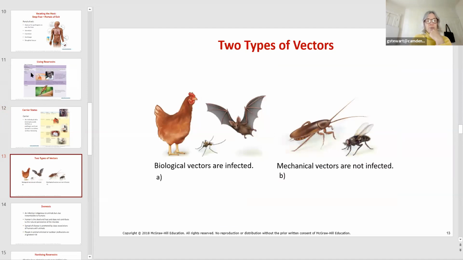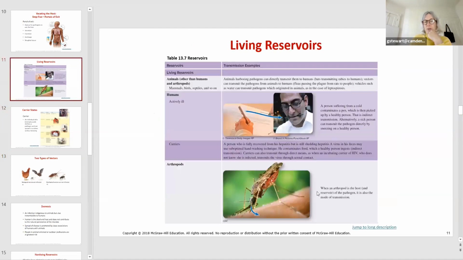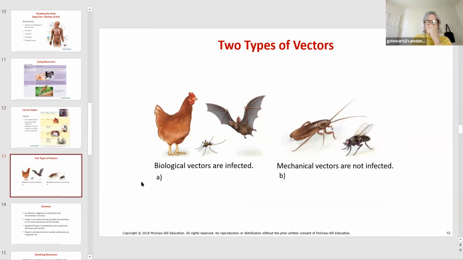Different types of vectors. We refer to the arthropods that transmit as a vector. And we've got biological vectors, those are vectors that are infected, and then mechanical vectors that are just depositing bacteria or virus on the surface of something. These are biological vectors. We're going to eat them or we're going to get bitten by them, and they're going to transmit the infection.